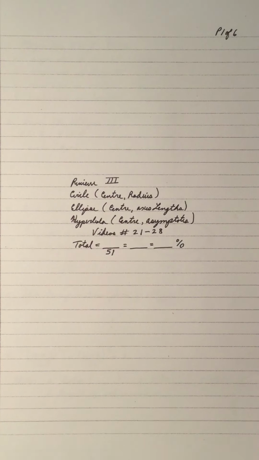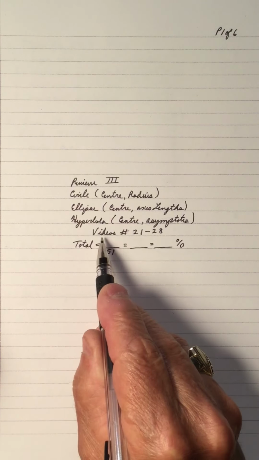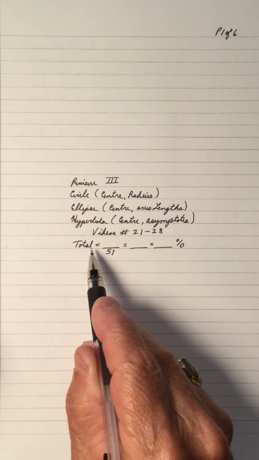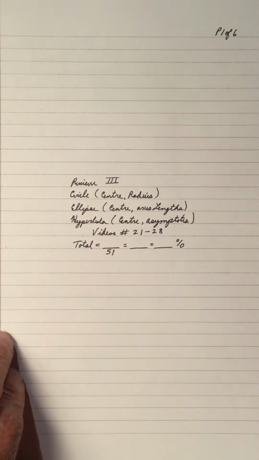Hi, welcome to my video on review 3 on the unit of a circle, ellipse, and a hyperbola. This review is on videos 21 to 28, and as in all my reviews, it's treated as a quiz, so this one will be marked out of 51. Here we go.